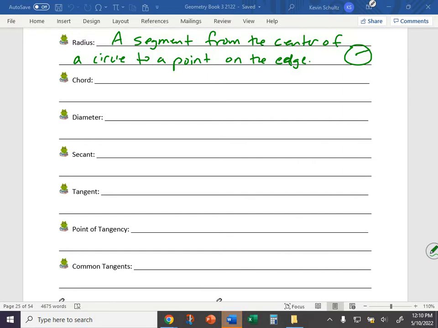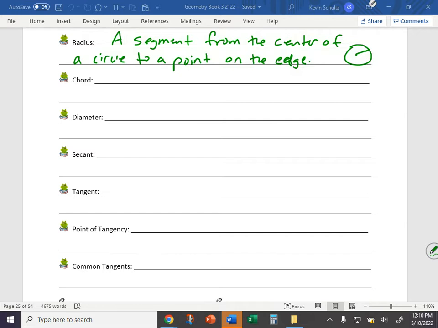A radius, like the hands of a clock, could just be any direction, right? But from the center to a point on the edge. And the radius matters. We use it in finding surface area. We use it in finding volume. We use it in finding area. In general, it's a very widely used metric.